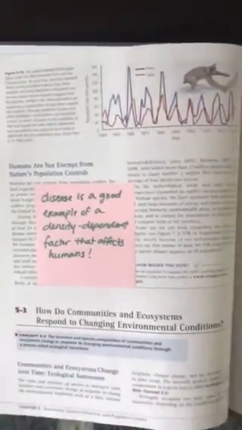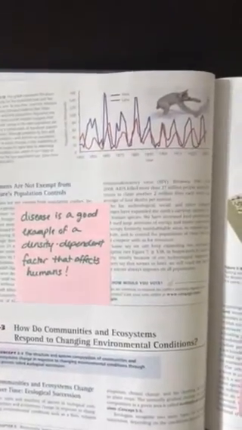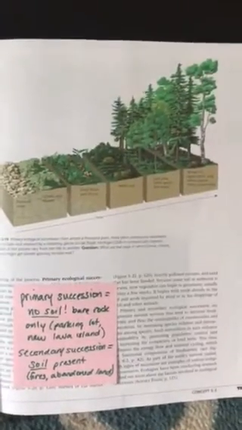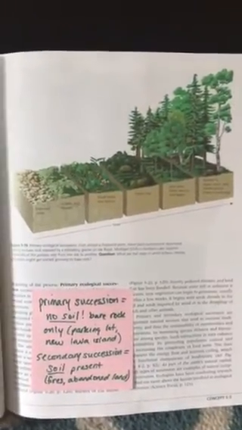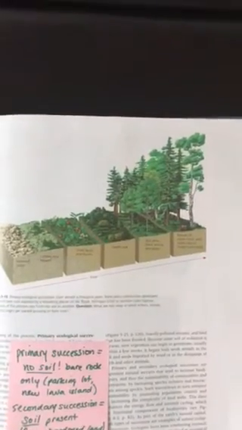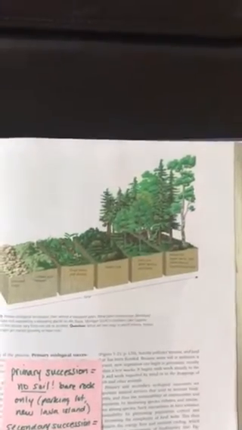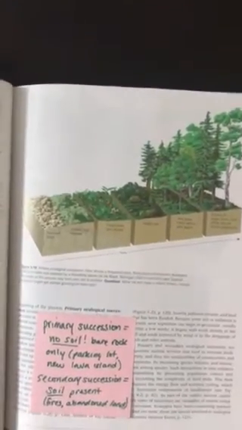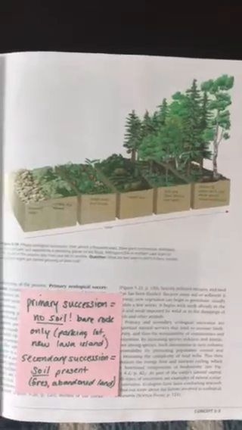All right, Chapter 5, Section 3. How do communities and ecosystems respond to changing environmental conditions? So this section is about succession. Okay? Primary succession, as we can see in this diagram, occurs when there is no soil. So we're dealing with bare rock. When islands are formed in an island arc or over a hot spot, right? That's a good example of primary succession. A parking lot that's been abandoned can be primary succession.